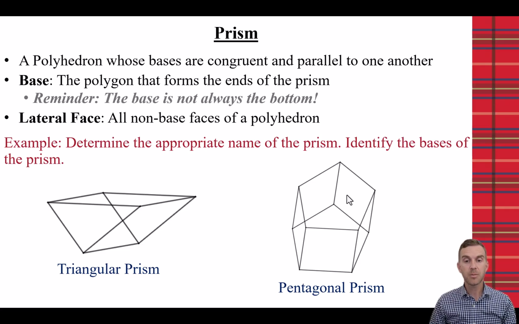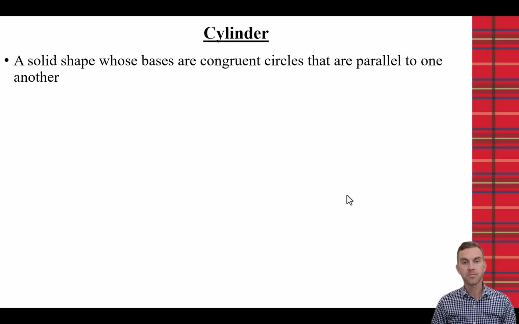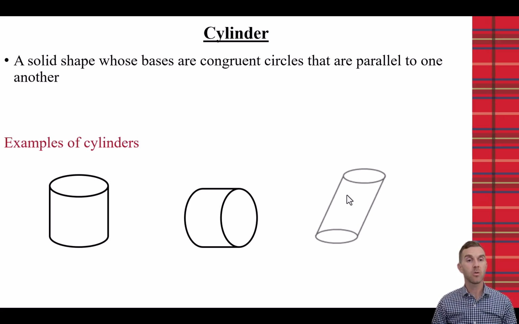So we call this a pentagonal prism, or a pentagonal prism, depending on how you want to say it. Now, a cylinder is not a polyhedron. It is a solid, but it is a solid where we have the congruent circles that are parallel to one another. And we can have both right cylinders and oblique cylinders.